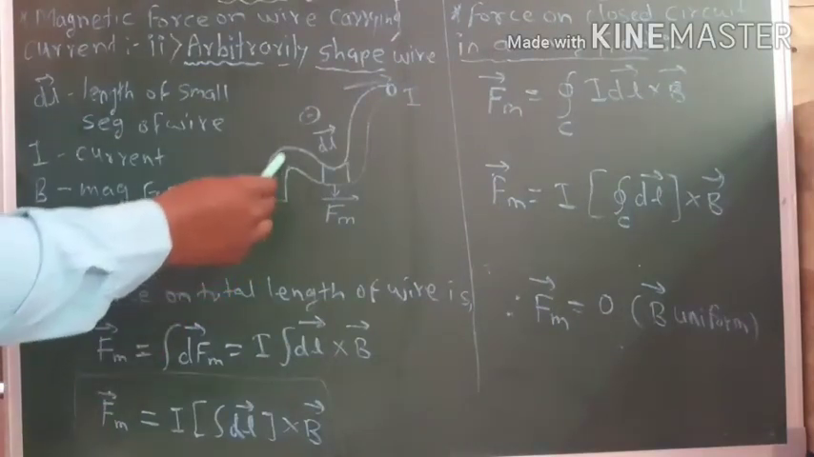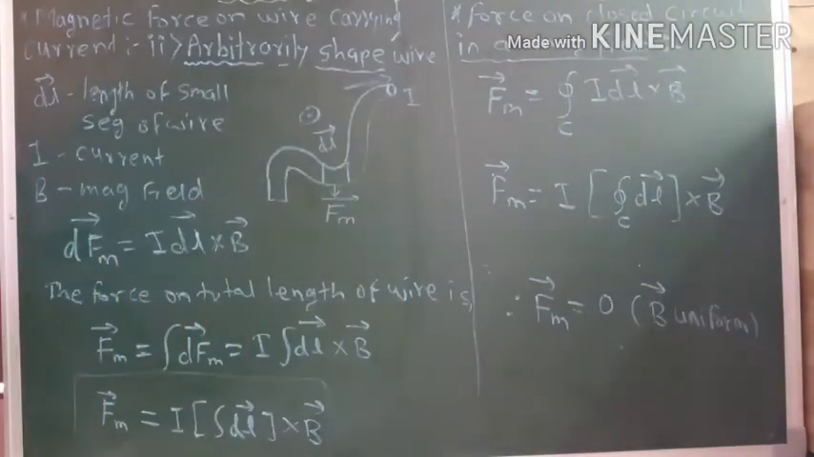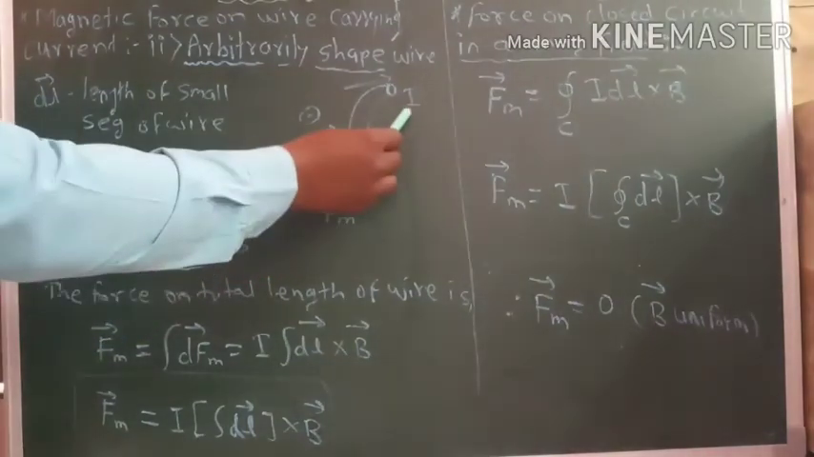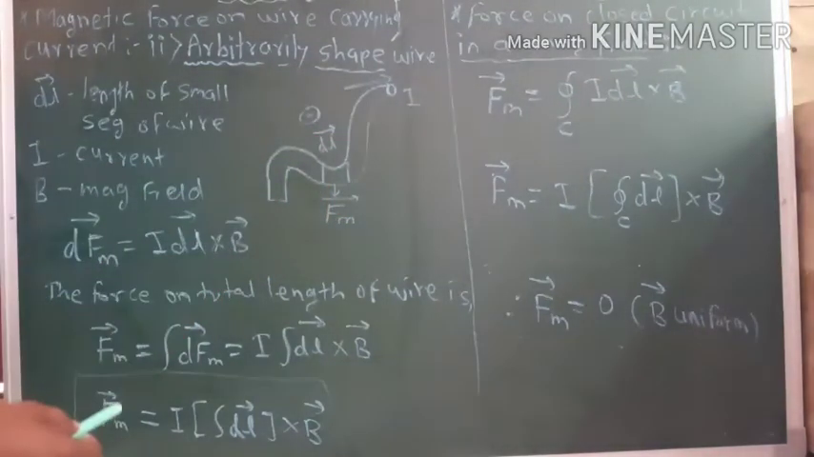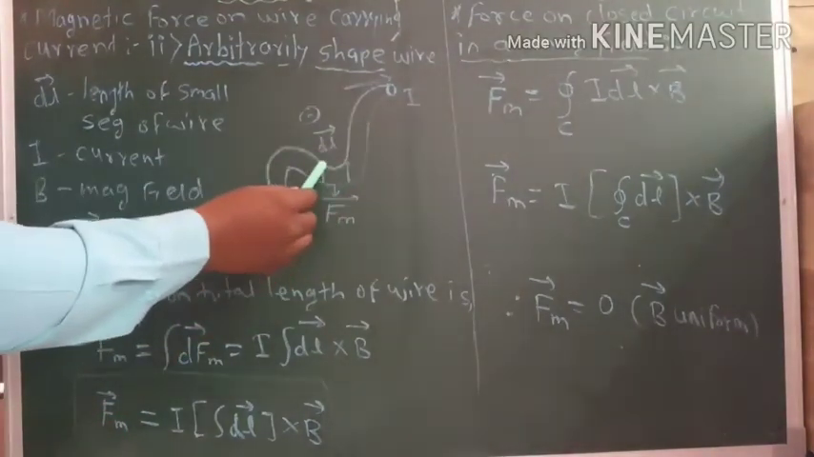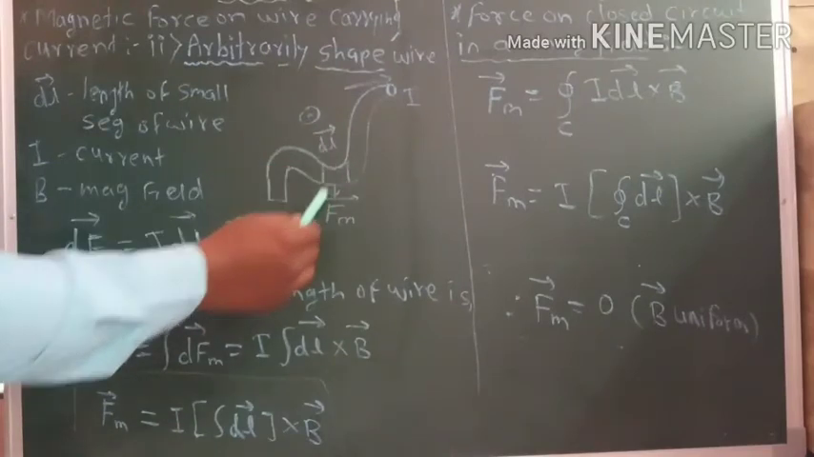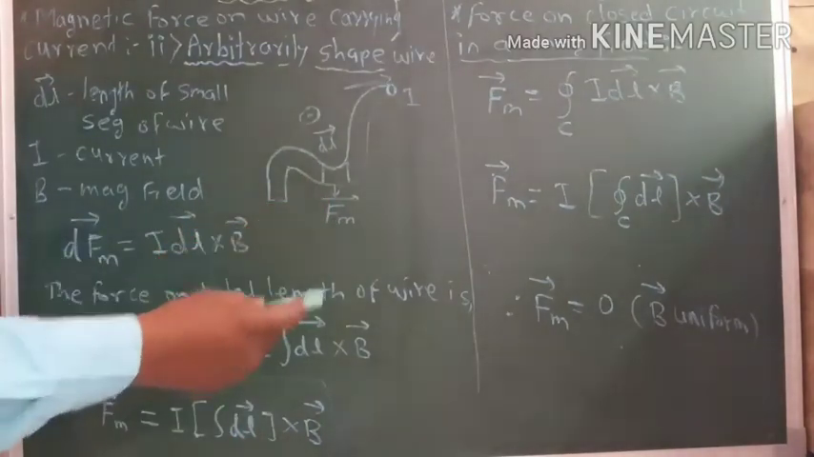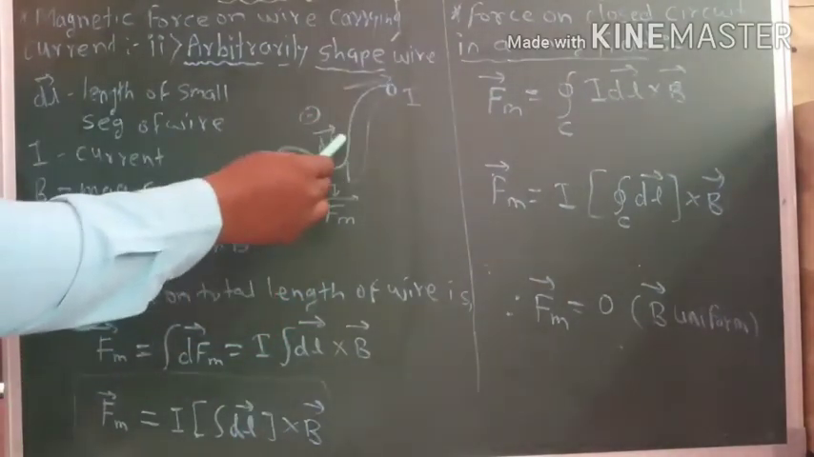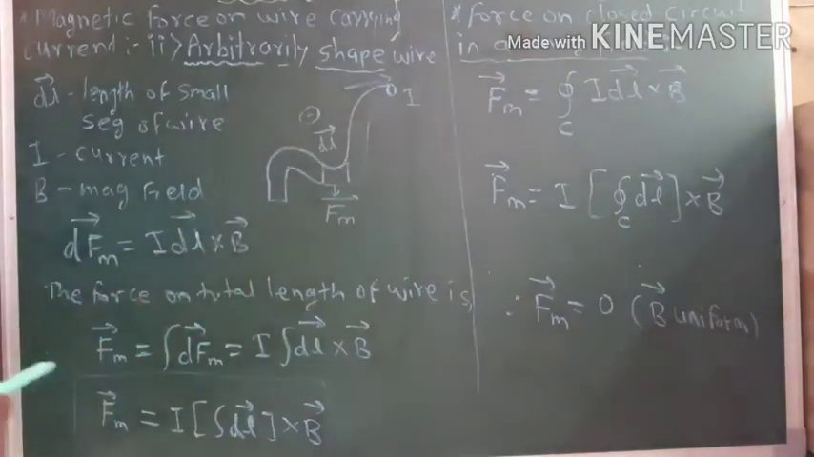In this figure, this is the arbitrarily shaped wire, in which current I is flowing through that wire. Then we consider a small segment along the length of the wire. This is the dl vector. This is the small segment, a small piece of that wire. Then dl vector is the length of the segment of wire.